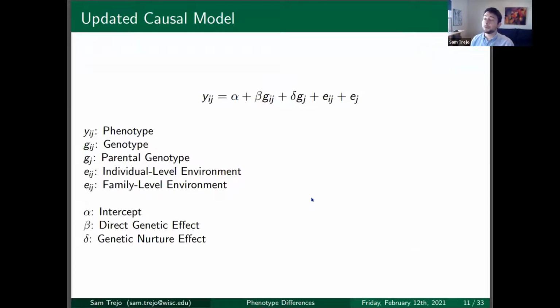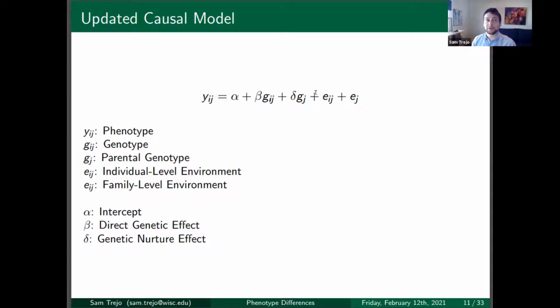So from this new information, we can build an updated causal model. We have some phenotype, some outcome Y for person i in family j. Then we have an intercept term, and this beta is the direct genetic effect on person i in family j's genotype. Then we added in a genetic nurture effect, but we can have this flexibly capture all dynastic effects as long as they're additive. That term is on the parents in family j's genotype. And then we have basically the everything-else term.